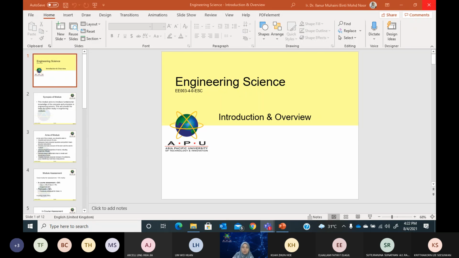Okay, so today we will look at the syllabus of engineering science. Refer to the slide. I assume you already know about the codes, what it is for, right? So if you see the code, for example, engineering science code EE00340ESC, the 4 determines the hours per week, 4 hours. The 0 is for foundation. So later if you go to first year, this will be 1.